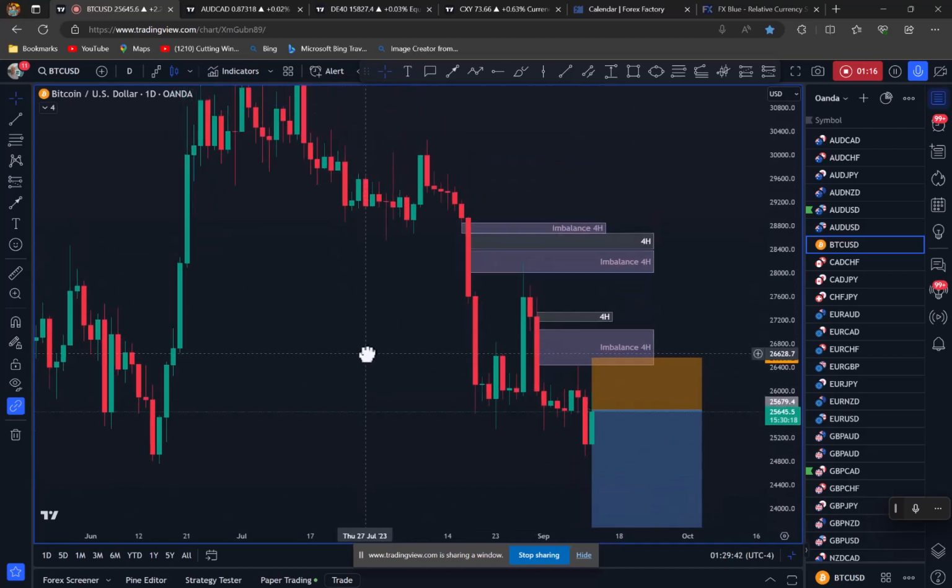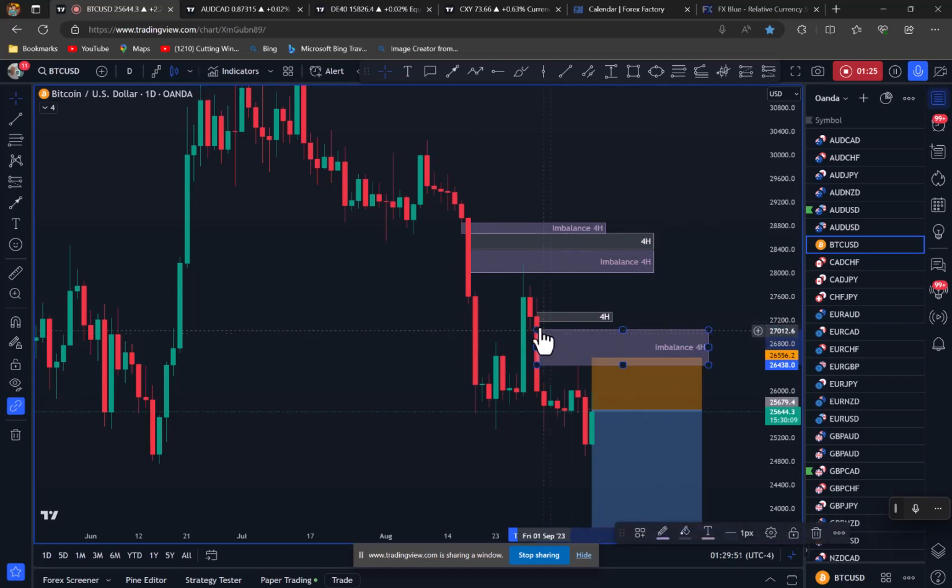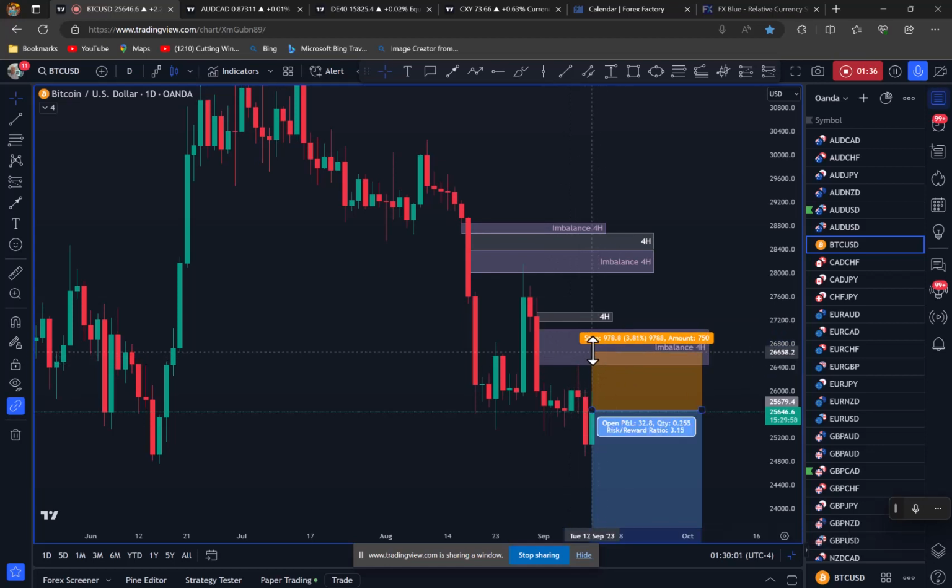All right, that's a possibility, but see what we've got here on the daily: we've got this imbalance. This is a 4-hour and daily. At the moment, it's a daily imbalance. We're just pulling this through this thin candle, looking at the candle on the left and this candle on the right here. That's a target.